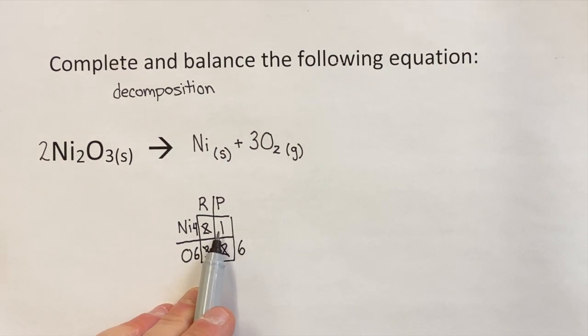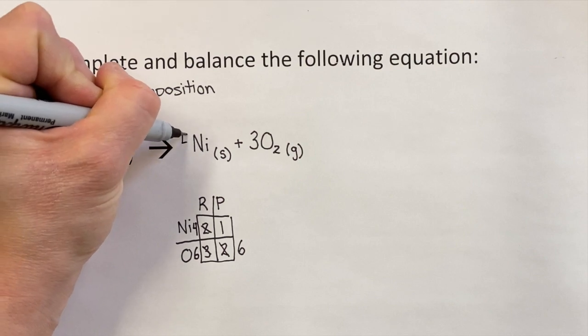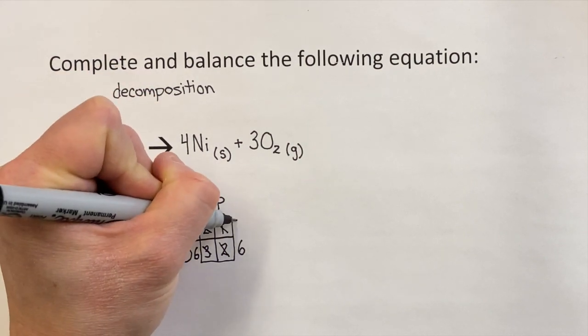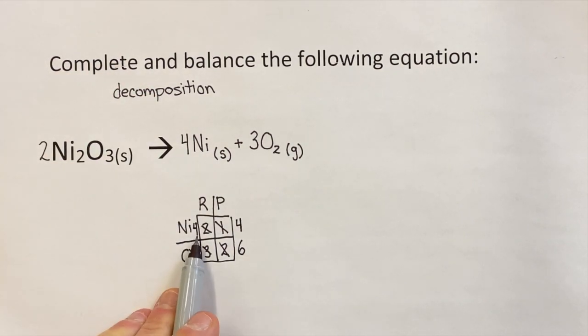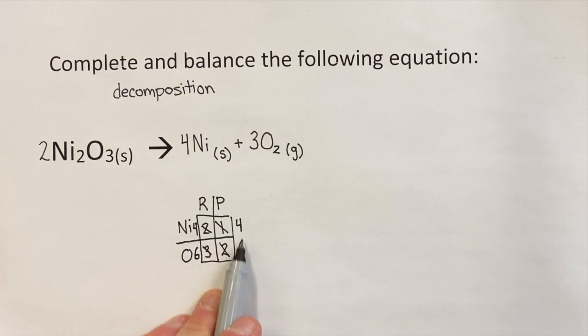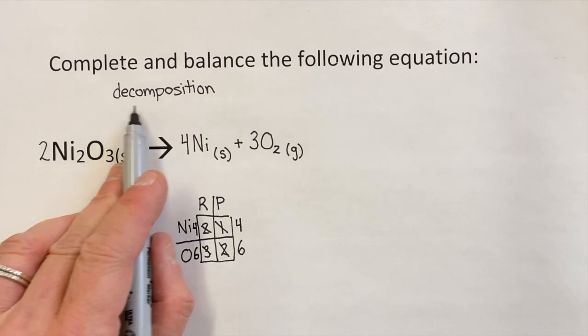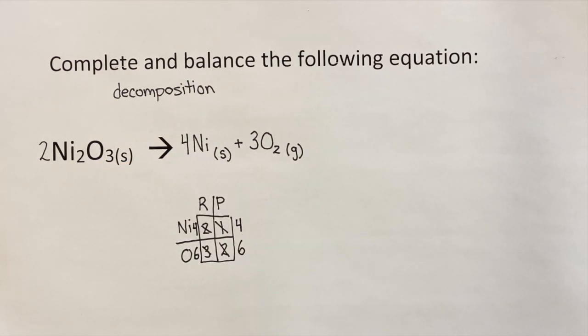Now on the product side, I need to turn a 1 into a 4. So I'll put a coefficient of 4, which changes this to a 4. And now I have 4 nickels in reactants, 4 in products, 6 oxygens in reactants, 6 in products, and this decomposition reaction is complete and balanced.